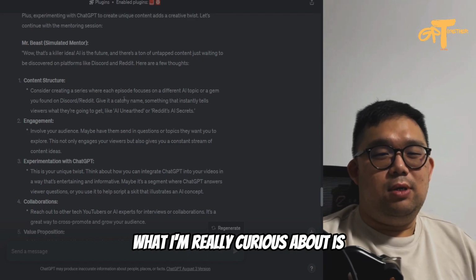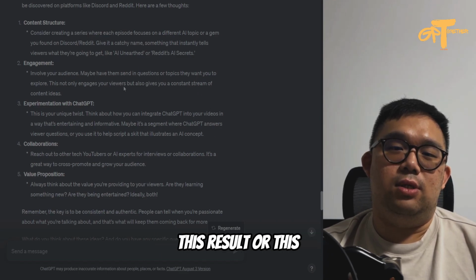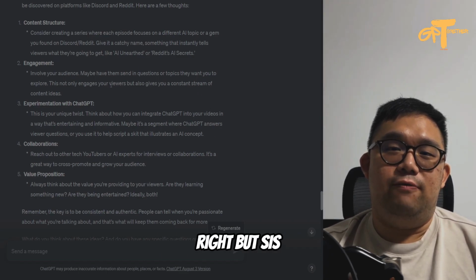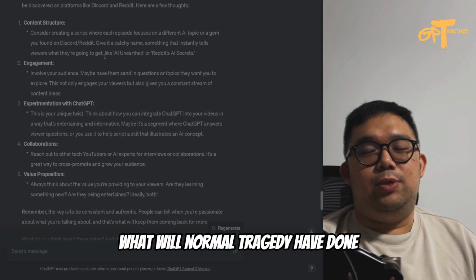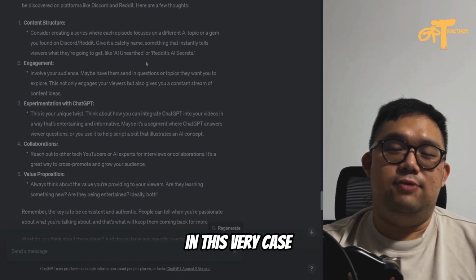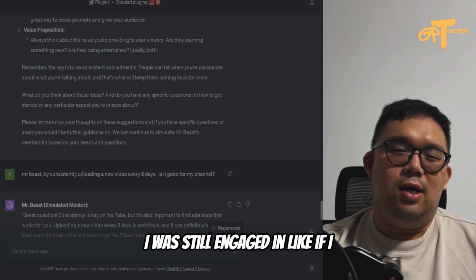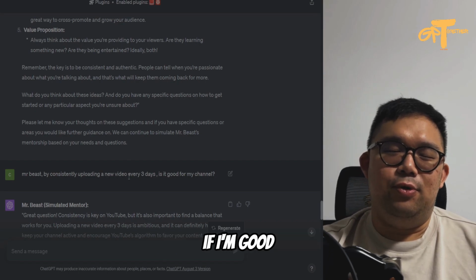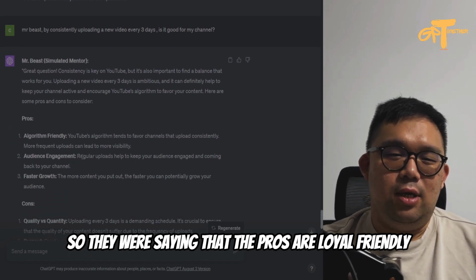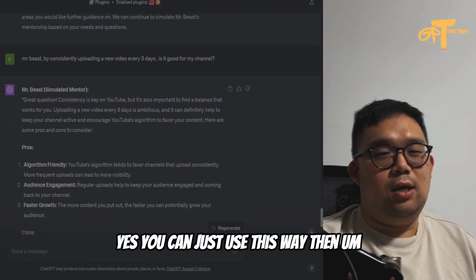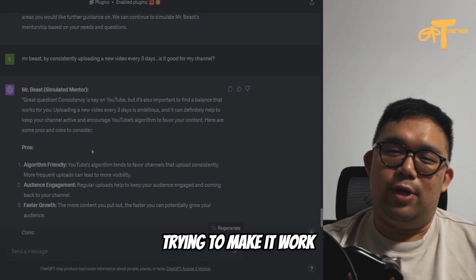What I'm really curious about is how different this output, this ChatGPT's output, is versus a normal ChatGPT. So what would a normal ChatGPT have replied to me in this very case? I asked, sorry, I was still engaged in, if I upload every 3 days, they were saying that the process is algorithm friendly. If you're a YouTuber, or trying to be a YouTuber, yes, you can just use this way, then try to make it work.